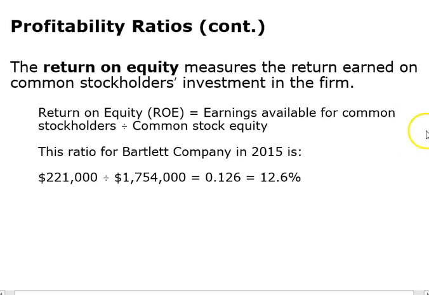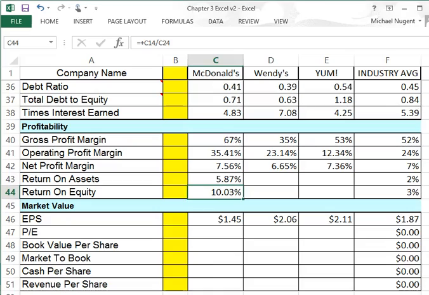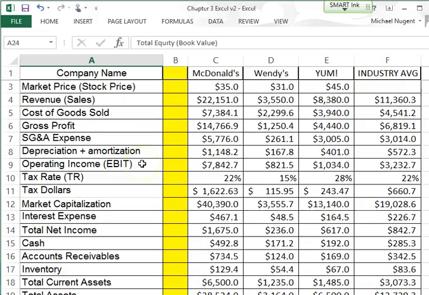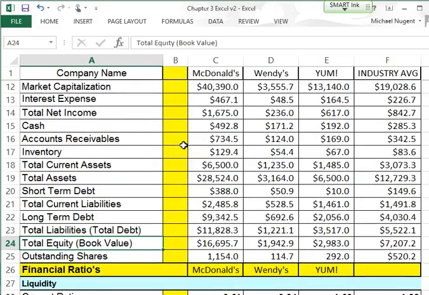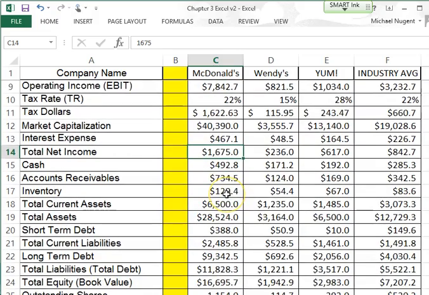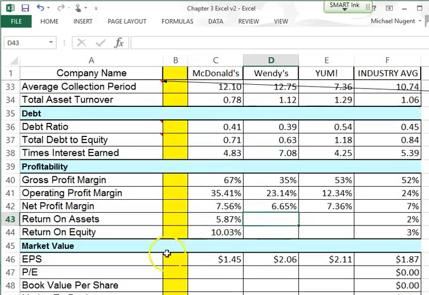Yes, earnings divided by common equity. And for assets, it's earnings divided by assets. So for equity, you're going to divide by total equity, which is also called book value. For assets, you take total assets. For both of them, you start with your earnings, which here is total net income. For assets you divide by assets, and for equity you divide by equity, to get the return on assets and return on equity. All right.